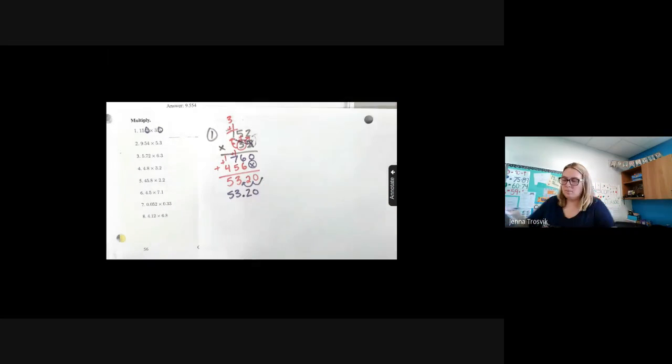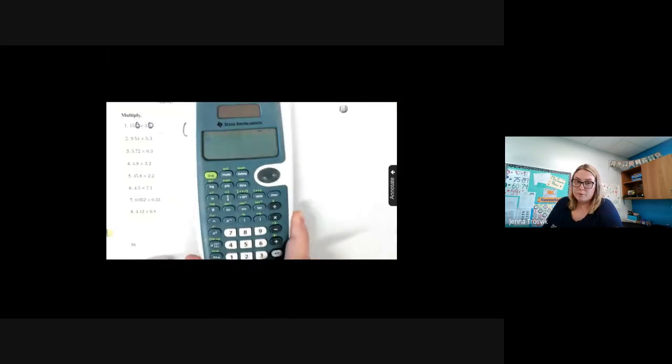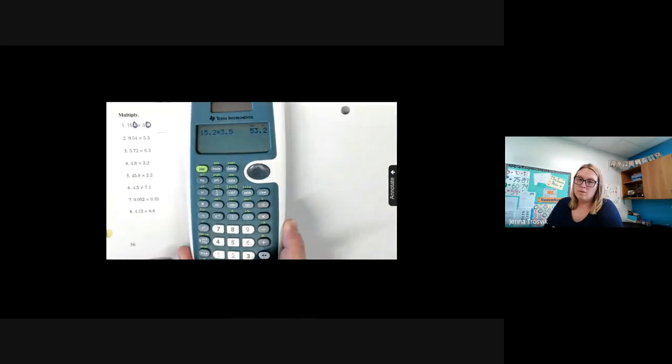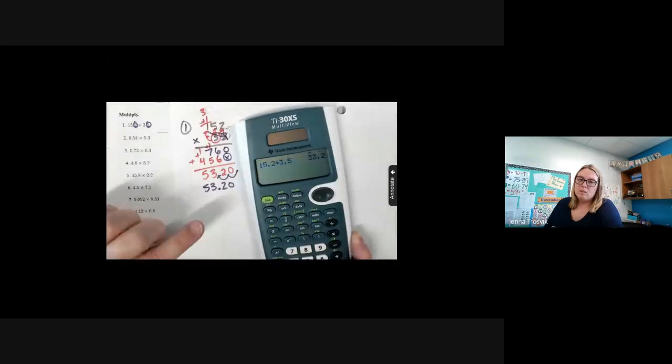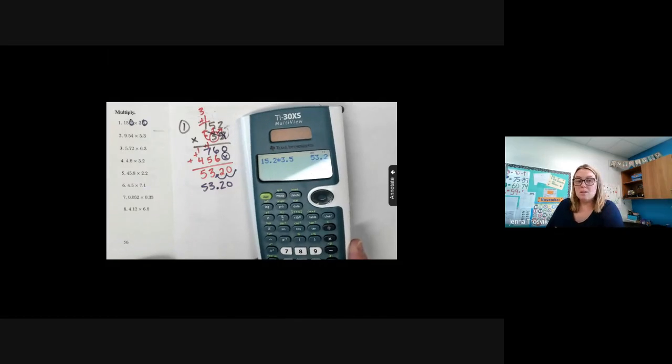And if you don't believe me, we're going to pull out our handy dandy calculator and I'm going to show you, of course, that I'm right. So 15.2 times 3.5, and we are left with 53.2. So 53.20 is the same as 53.2. So the method does work.